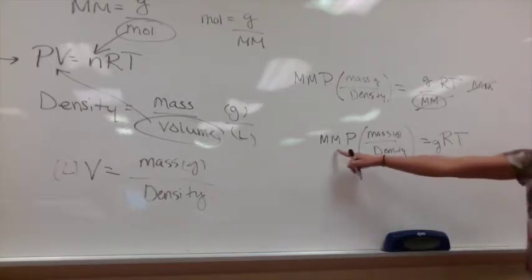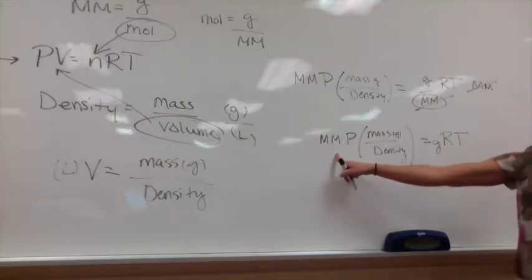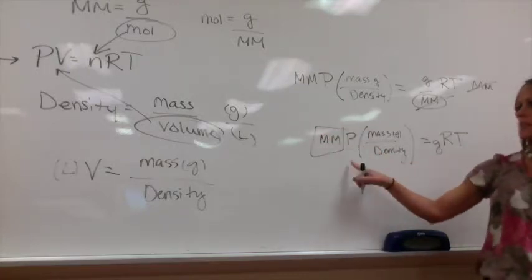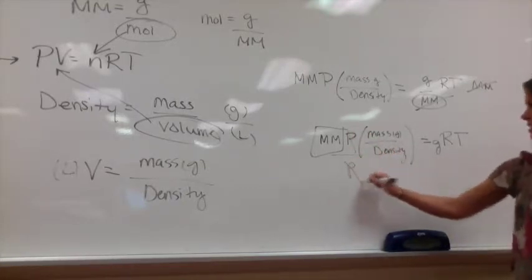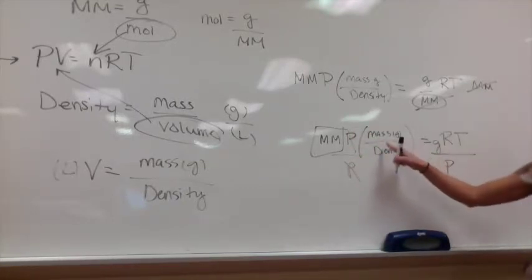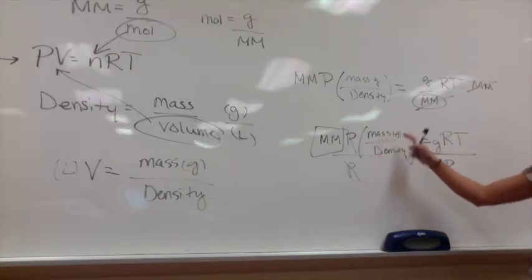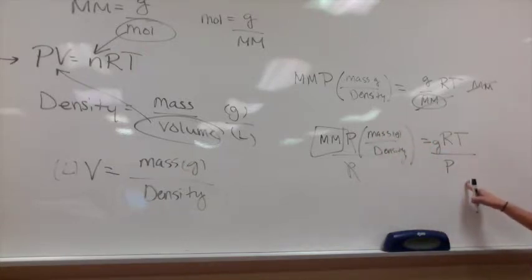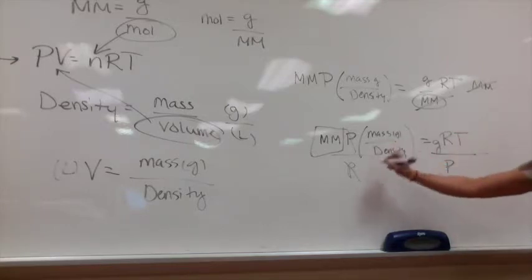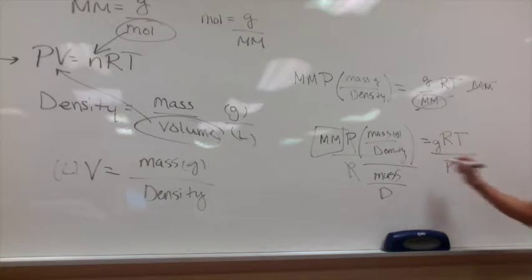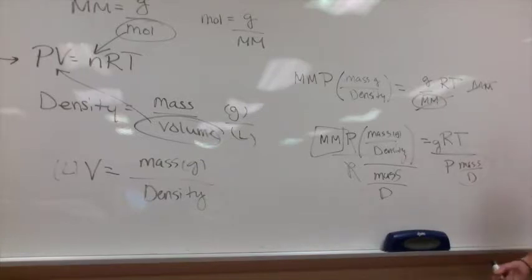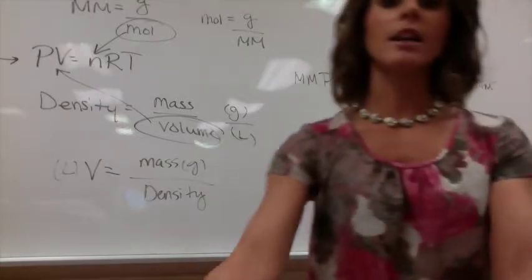Now what should I do? I need molar mass to be by itself. Divide by P. Okay, that's easy to do. Divide by P. Now what do I do with this? Technically, you divide by it, but then you flip it. If I need to divide by this, just do it. Mass divided by density, and then I'm going to divide by mass divided by density on this side. When you have a fraction in the denominator, you multiply by the reciprocal. Look, I'm running out of space here.